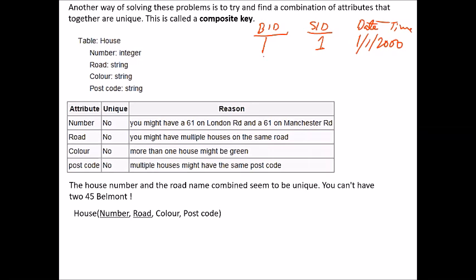Now in this case, what will happen? 1 1 will not be allowed, but 1 2 will be allowed. 1 2, student 1 is borrowing another book, and maybe on the same day or maybe on another day. But even if we choose this one, this will be a perfect primary key. Why? Because one student can borrow different books on different days.